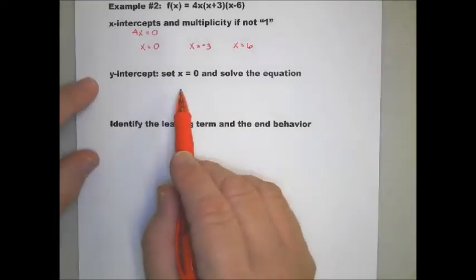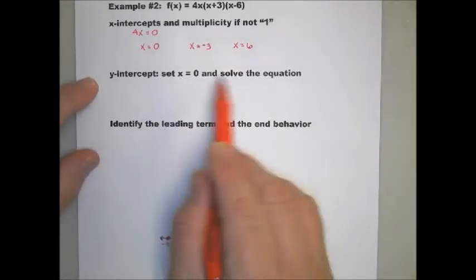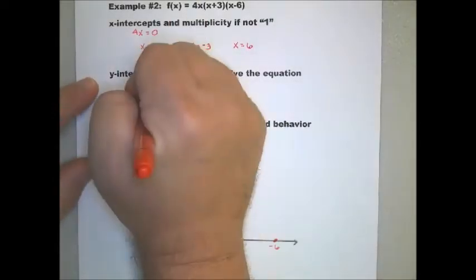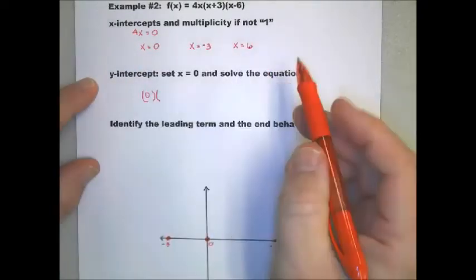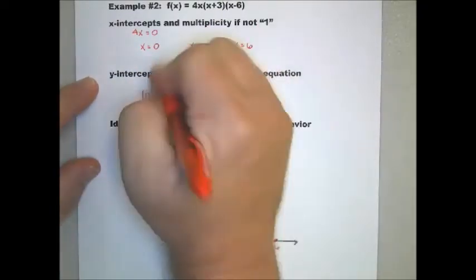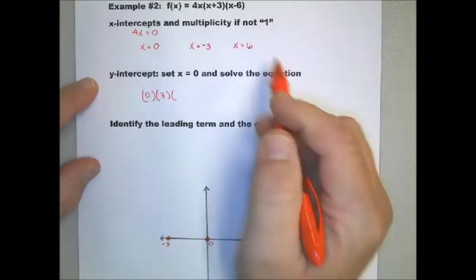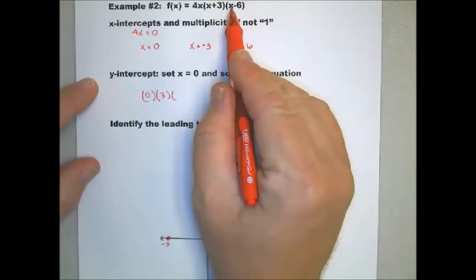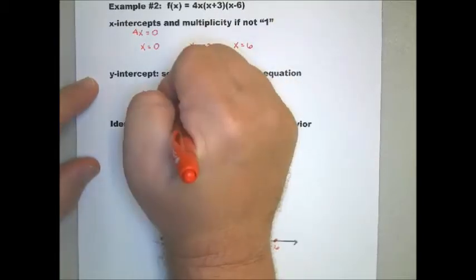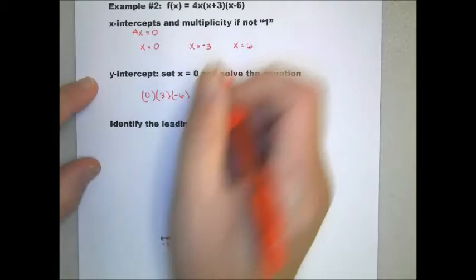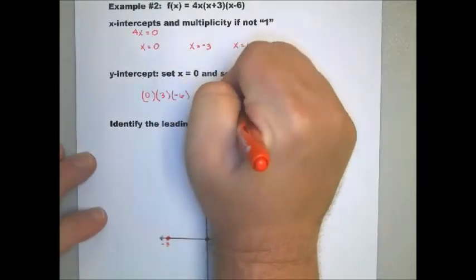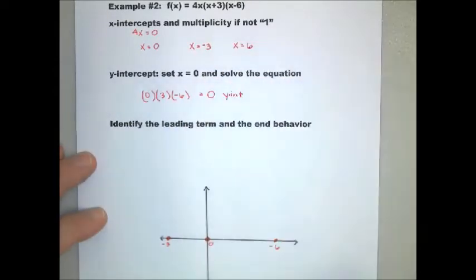Where is this graph going to cross the y-axis? We always set x equal to 0 and solve the equation. So 4 times 0 would be 0, multiplied by 0 plus 3, which is 3, and 0 minus 6. I'm just substituting 0 for x. So 0 minus 6 is negative 6. And 0 times 3 times negative 6 is 0. So the y-intercept for this graph is also 0.